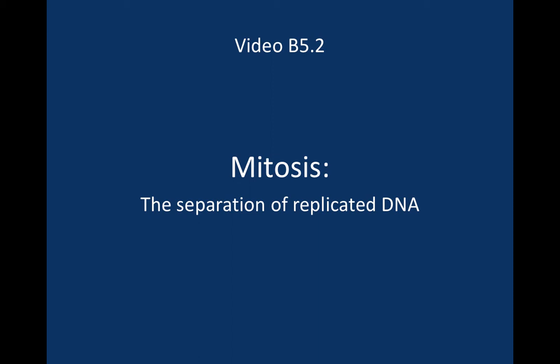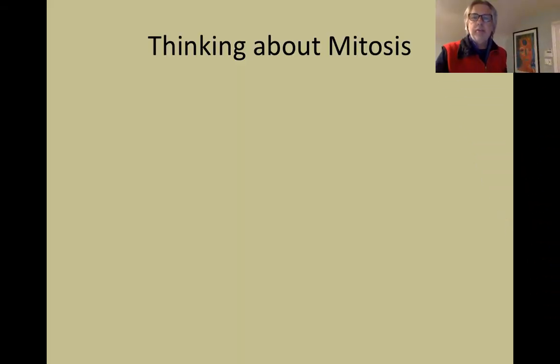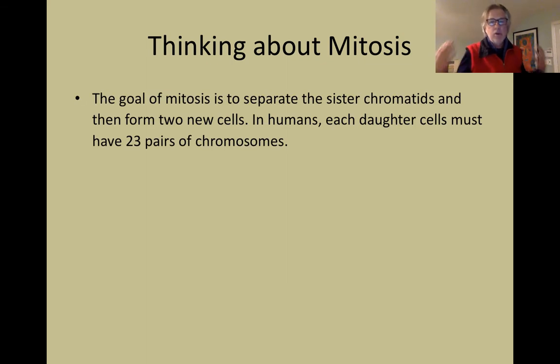Welcome back, everybody. So today what I want to do is talk to you about mitosis, that process by which the DNA is separated when two new daughter cells are forming. And before we get started, let's take into account some things we want to think about. The goal of mitosis is to separate the sister chromatids and then to form two new cells.